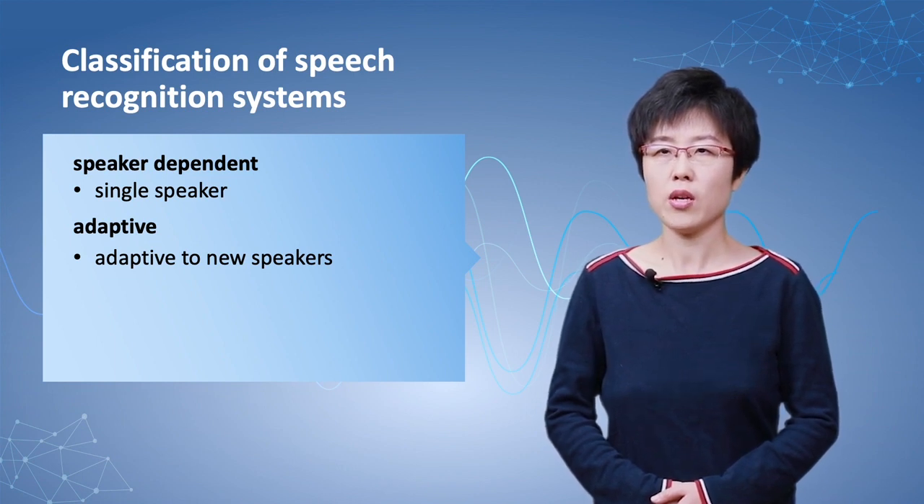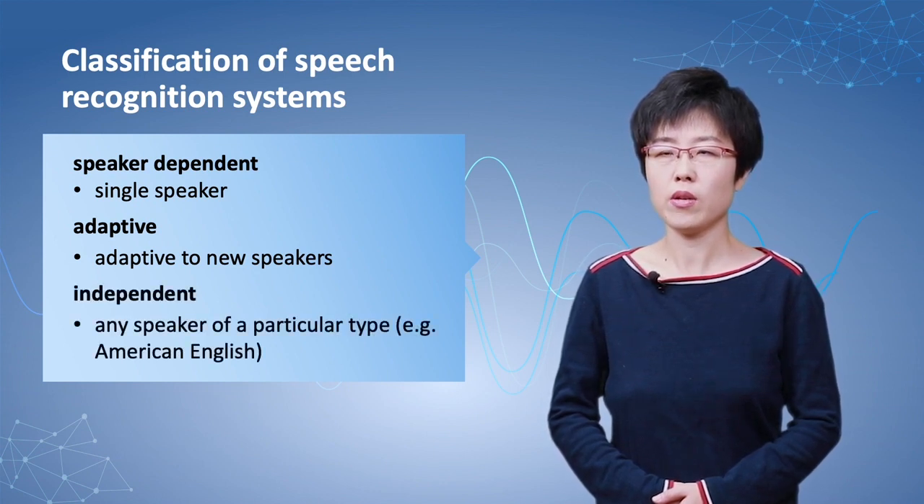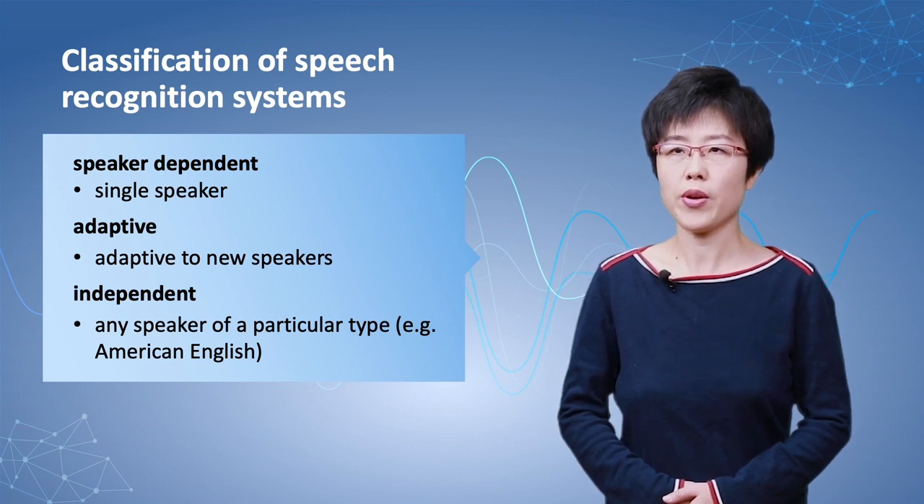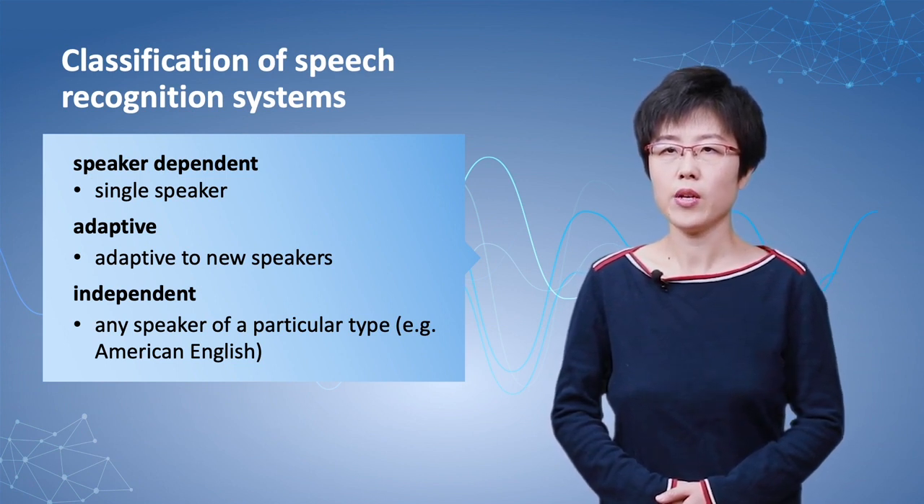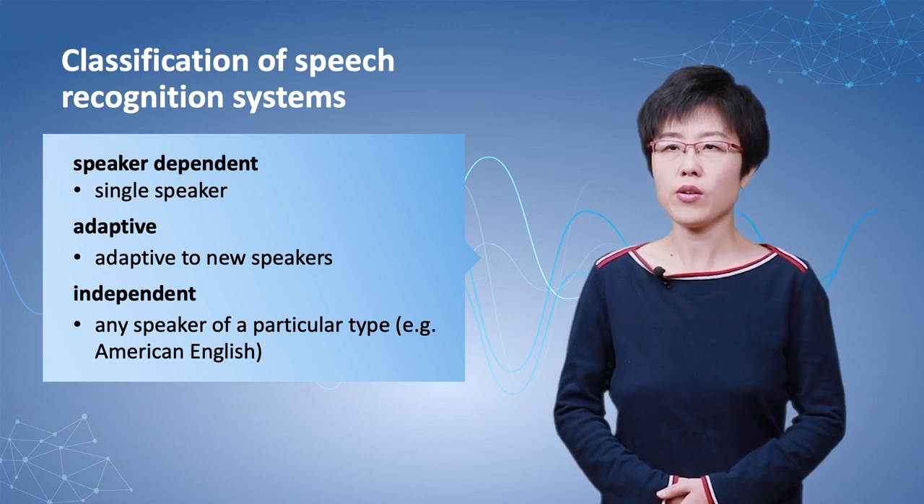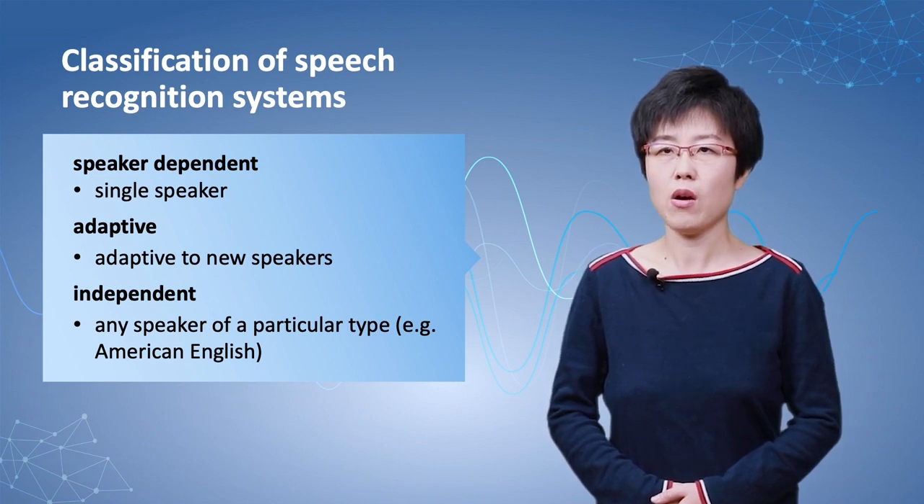The difficulty lies somewhere between speaker-independent and speaker-dependent systems. A speaker-independent system is developed to operate for any speaker of a particular type, for example, American English. These systems are the most difficult to develop and most expensive. The accuracy is lower than speaker-dependent systems. However, they are more flexible.